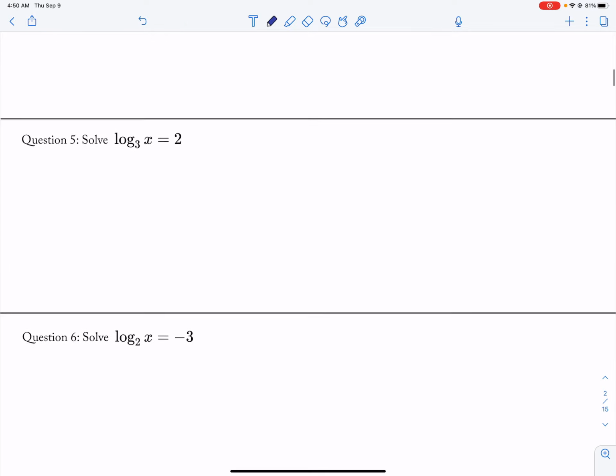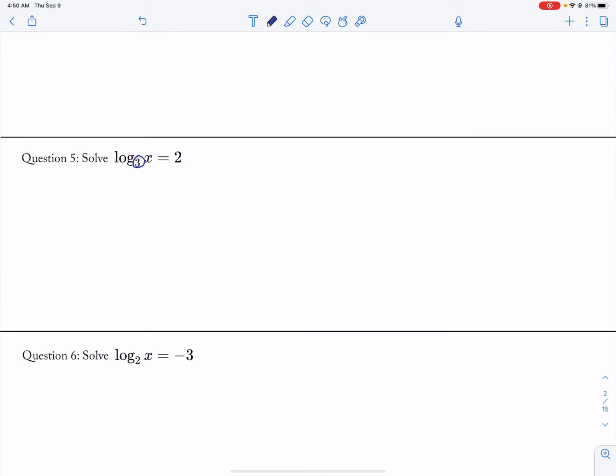And then we're going to solve some logarithms. So remember, the base of the logarithm is 3, so it's 3 to the 2nd power is equal to x. So x is equal to 9.